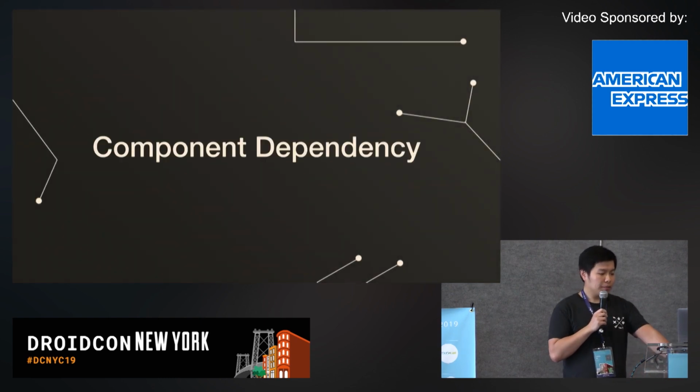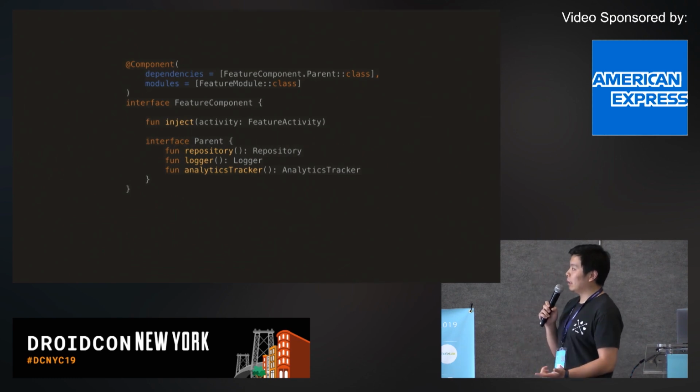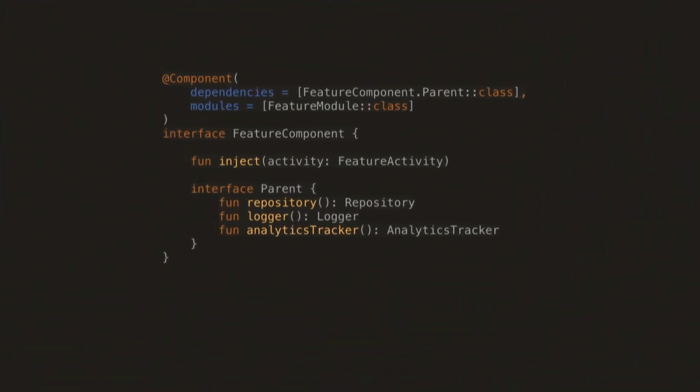It's called component dependency. So in your feature component, you would declare this parent component as a dependency, which is a little hack at Dagger where we create an interface with no dependency injection annotations. It just declares all your dependencies, like your repository, your logger, your analytics tracker, for example. And then in your feature component, you just declare that those parent dependencies are your component dependencies. And then still, you would have your feature module as well to be included in the graph.